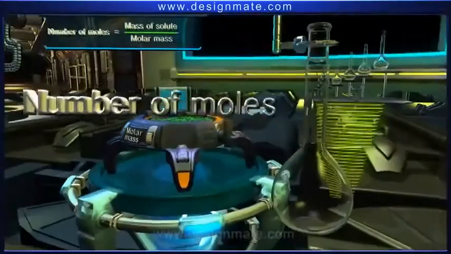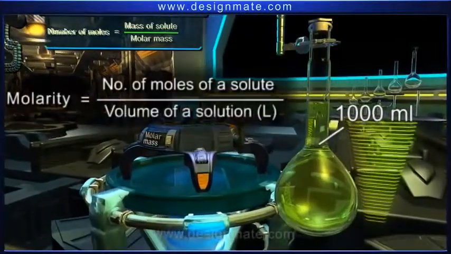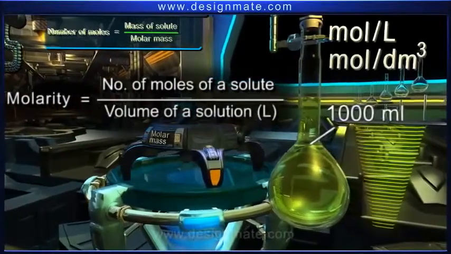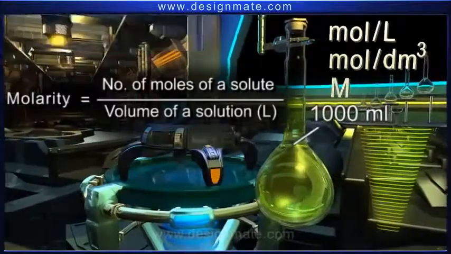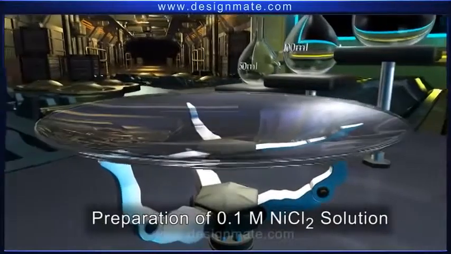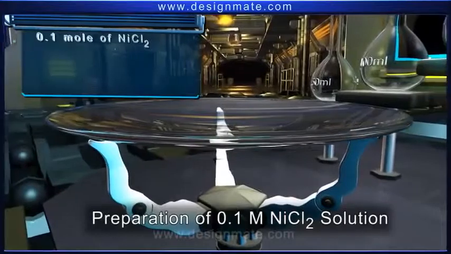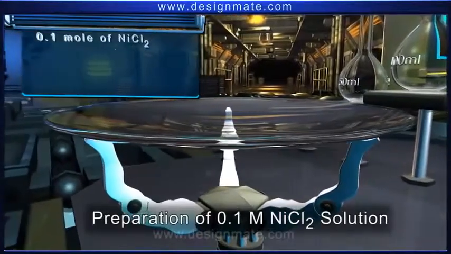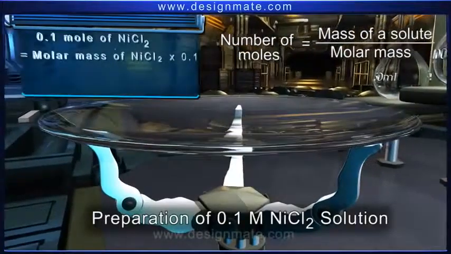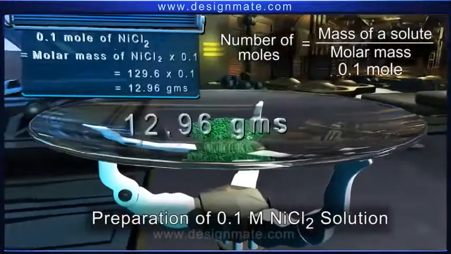The number of moles of a solute present in 1 liter of solution is called its molarity. It is expressed in mole per liter, or mole per cubic decimeter, and is denoted by an uppercase M. Let us prepare 0.1 molar nickel chloride solution to understand the concept. For this, we need to weigh exactly 0.1 moles of NiCl2, which is equal to the product of the molar mass of NiCl2 and 0.1. This is equal to 12.96 grams.